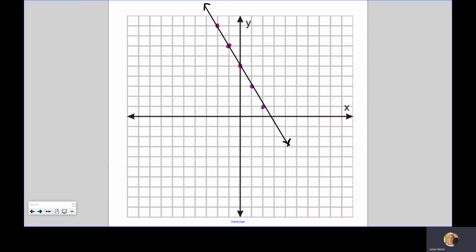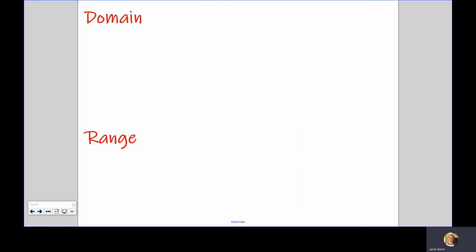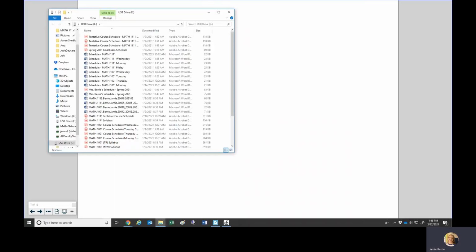All right. So now that we've talked about graphing, let's talk about domain and range. Anytime you talk about functions, we typically will mention the range.